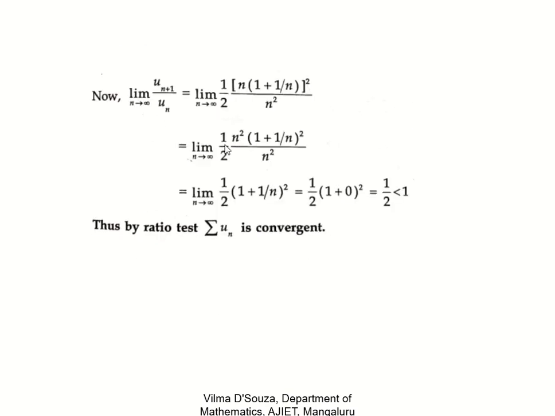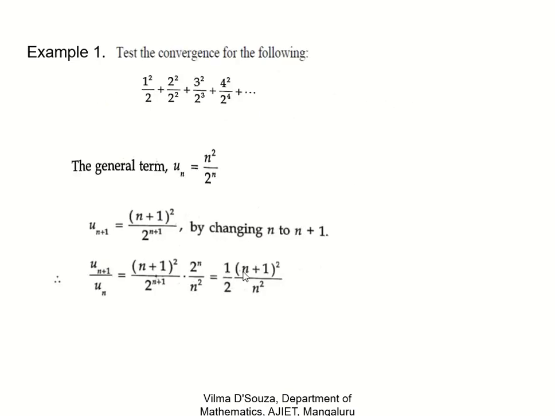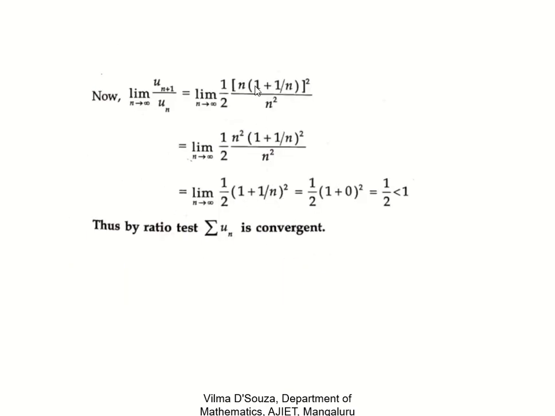1 by 2 you write as it is. N into 1 plus 1 by n. This term you have here, n plus 1 whole square. So I have taken n outside here. When I take n outside, it becomes n square. If you take n outside, remaining is 1 plus 1 by n whole square. That is what I have written here. You can observe 1 plus 1 by n whole square. So n square gets cancelled. Half into 1 plus 1 by n whole square.